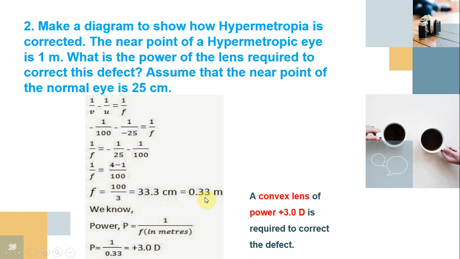which is equal to 0.33 meter. Now we find the value of power of a lens. P is equal to 1 by f in meters. Now substituting the value of f, P is equal to 1 by 0.33, which is equal to plus 3 diopter. A convex lens of power plus 3 diopter is required to correct the defect.